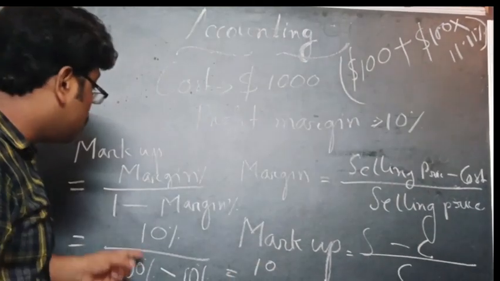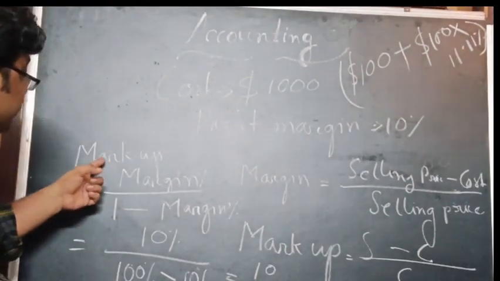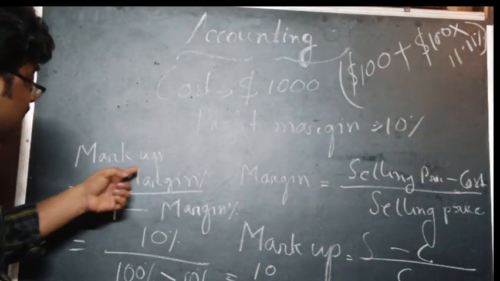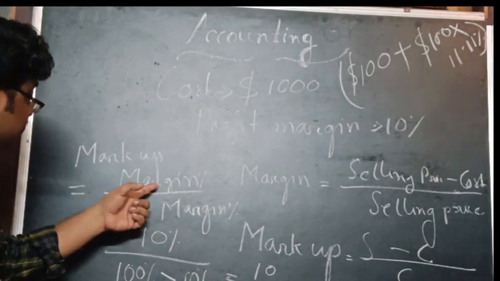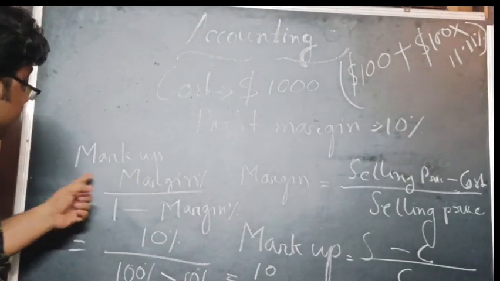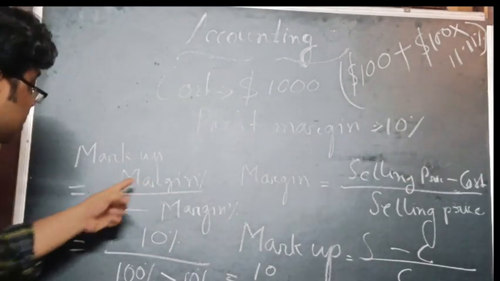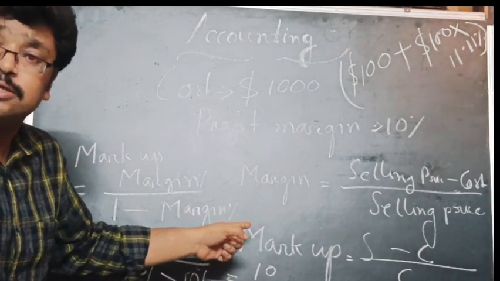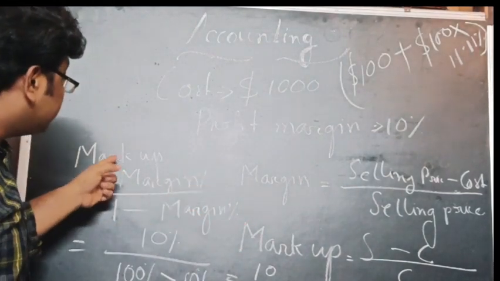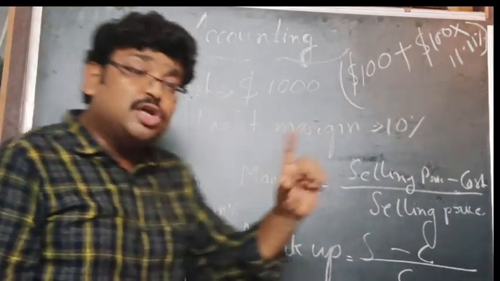Now look, there is a relationship between the markup and margin. Margin is equal to markup divided by 1 plus markup percent. So this is the markup-margin relationship.